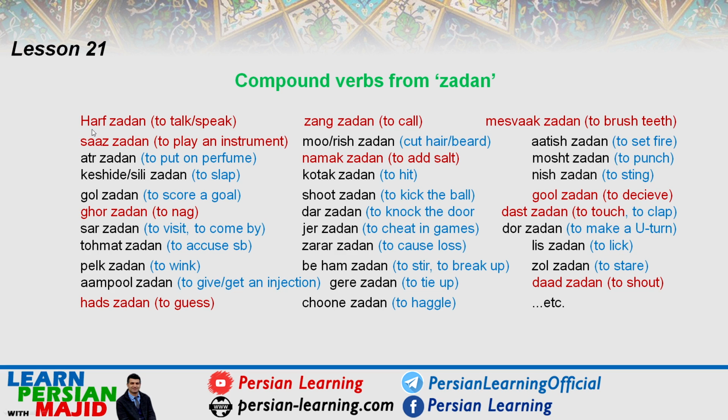which are حرف زدن, زنگ زدن, مسواک زدن, ساز زدن. You can put any instrument here. نمک زدن. You can also have other spices. گول زدن, دست زدن, which means to clap and to touch. But today we have only to touch. غر زدن, حد زدن, داد زدن.